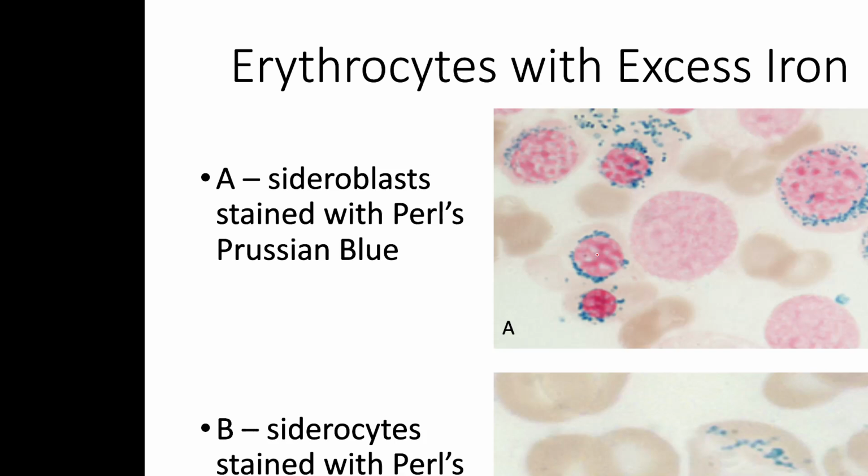So this is what the siderocytes look like. Down below are the siderocytes, and you can see that the cells don't have any nucleus, so I'll call them siderocytes. Meanwhile, these guys with these big round nuclei are sideroblasts, because we're talking about the iron deposits that are found on them.